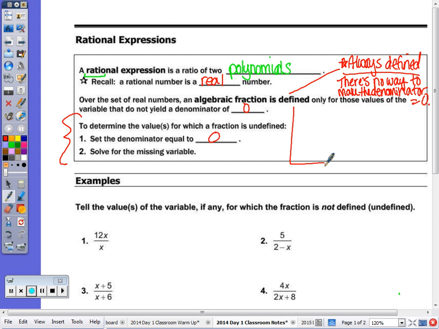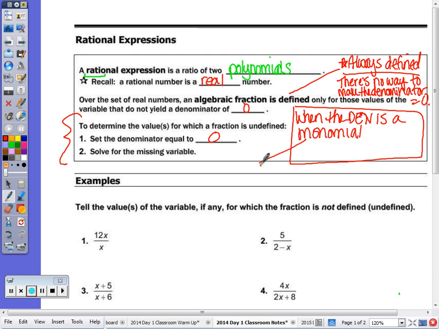What happens though, when the denominator is a monomial, which is like number one, do you really need to set it equal to zero? No. If you did, it would be x equals zero. So it's asking you, what could you substitute to make the variable equal to zero? These two have the same answer; x equals zero makes it undefined. I'm going to give you some more where x equals zero is the answer.